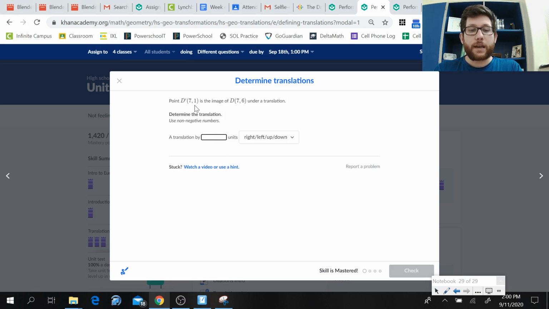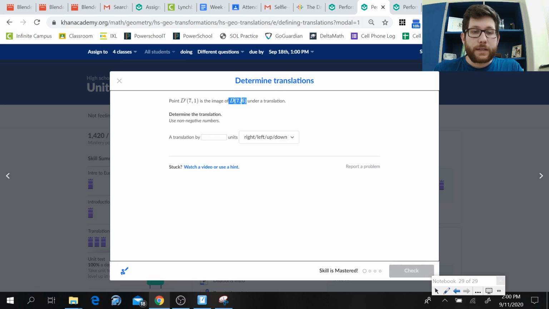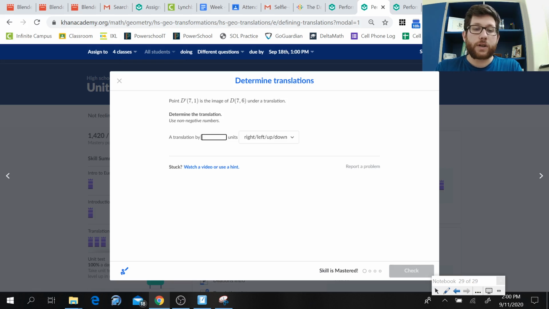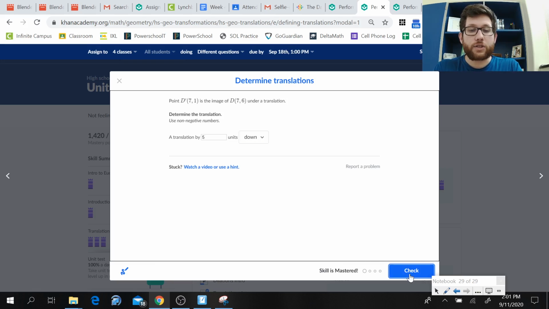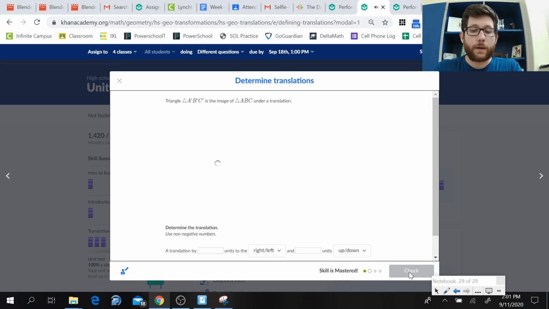So in this case, I have this point D was at 7, 6, and notice D prime, that means the place we moved it to, is at 7, 1. So how did I get from the point 7, 6 to the point 7, 1? Well, I noticed my Y values went down, didn't they? They went from 6 to 1, so it's a translation of 5, not negative 5, but 5 down. So we went 5 down, and let's check that, and sure enough, okay?